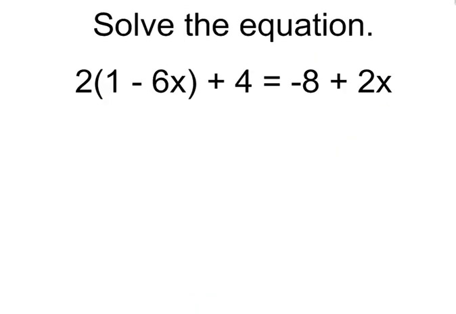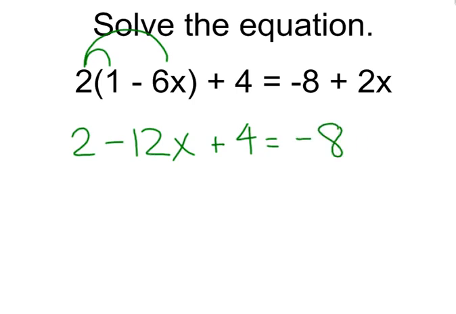All right, next example, there are some parentheses, so we'll use the distributive property to get rid of your parentheses first. So 2 groups of 1 minus 6x means we're going to do 2 times 1 and 2 times negative 6x to get negative 12x. And then I'll bring down the rest. Plus 4 equals negative 8 plus 2x. And just like before, I would benefit from getting my variables on one side of the equation first.